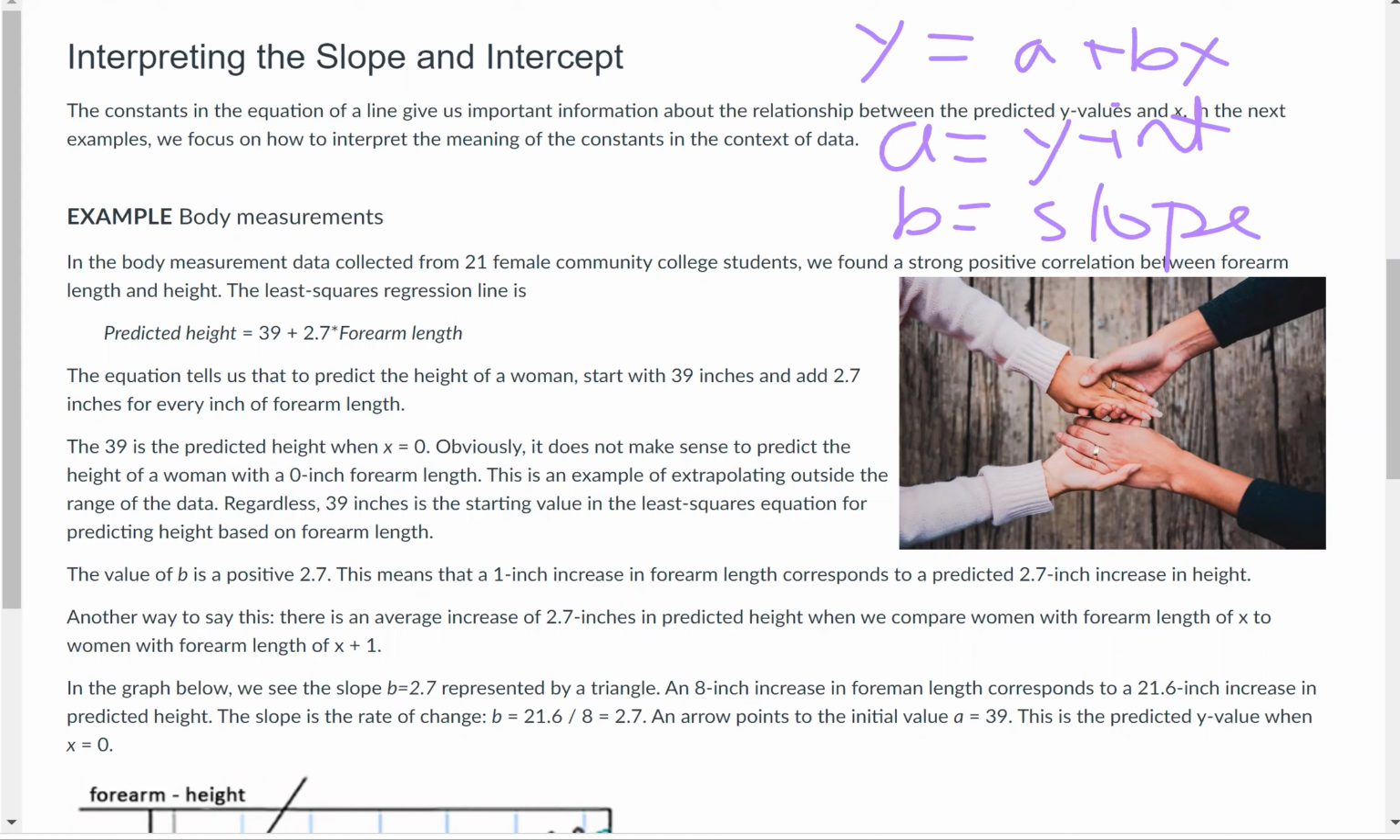The constants in the equation of the line give us important information about the relationship between the predicted y values and x. In the next examples, we'll focus on how to interpret the meaning of the constants in the context of the data. We'll look now at an example about body measurements.